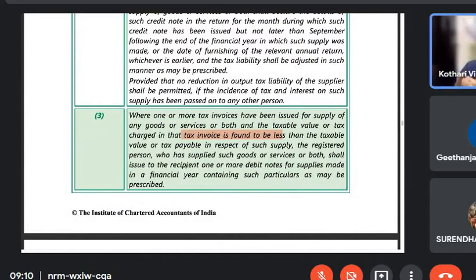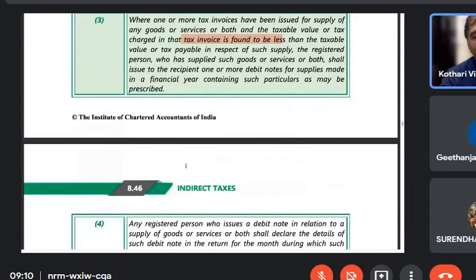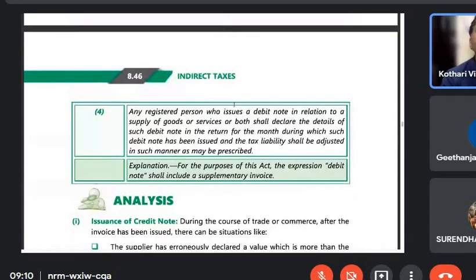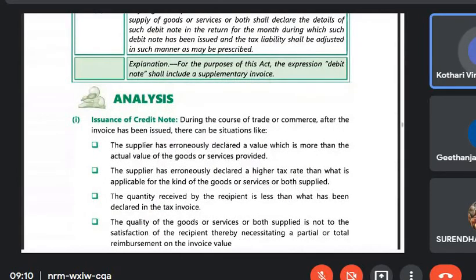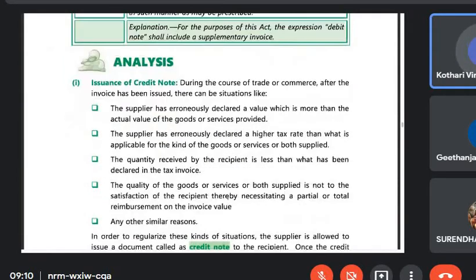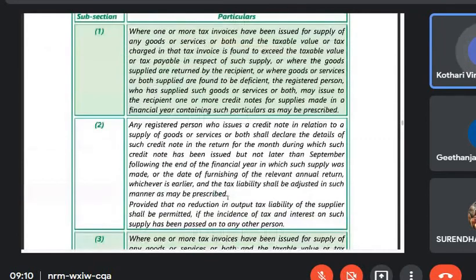Who has to issue the debit note? Supplier. When the value charged is lesser or the tax charged is lesser, then only a debit note will be issued. A registered person who issues a debit note in relation to a supply of goods or services or both shall declare the details of the debit note in the return, and all those compliance procedures are there. So there is no deadline for issue of a debit note. Why? Because anyway for the government it is revenue, so they have not given any deadline. So debit note and credit note, who has to issue? Supplier only. When a credit note is issued, three situations: sales return, tax charged is higher, value charged is higher.